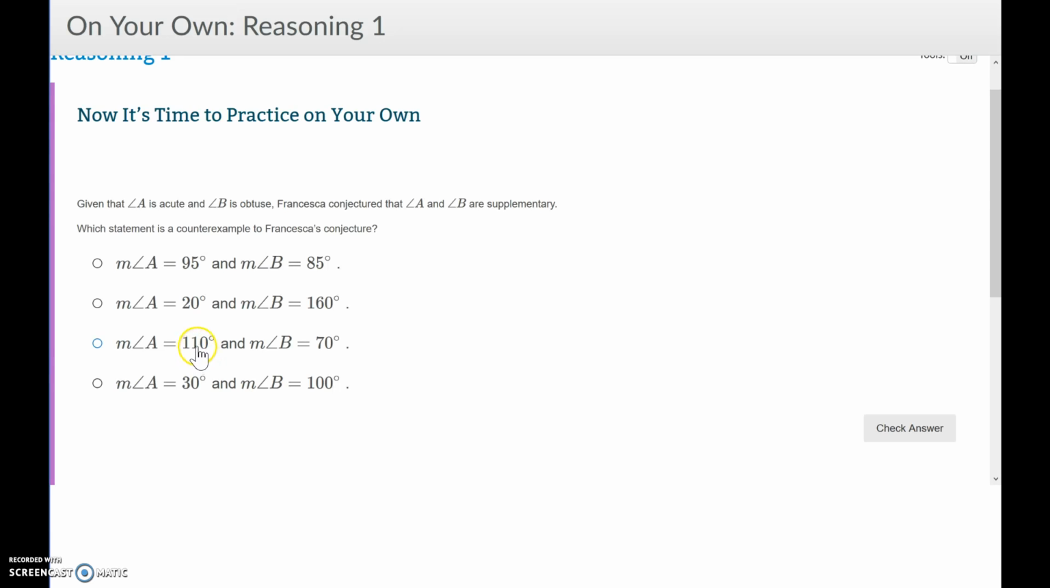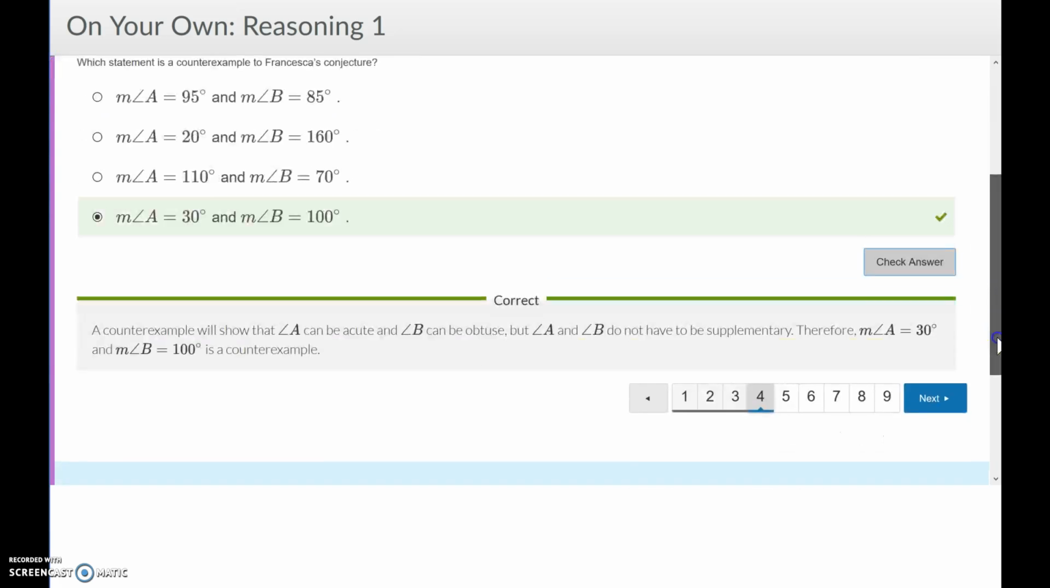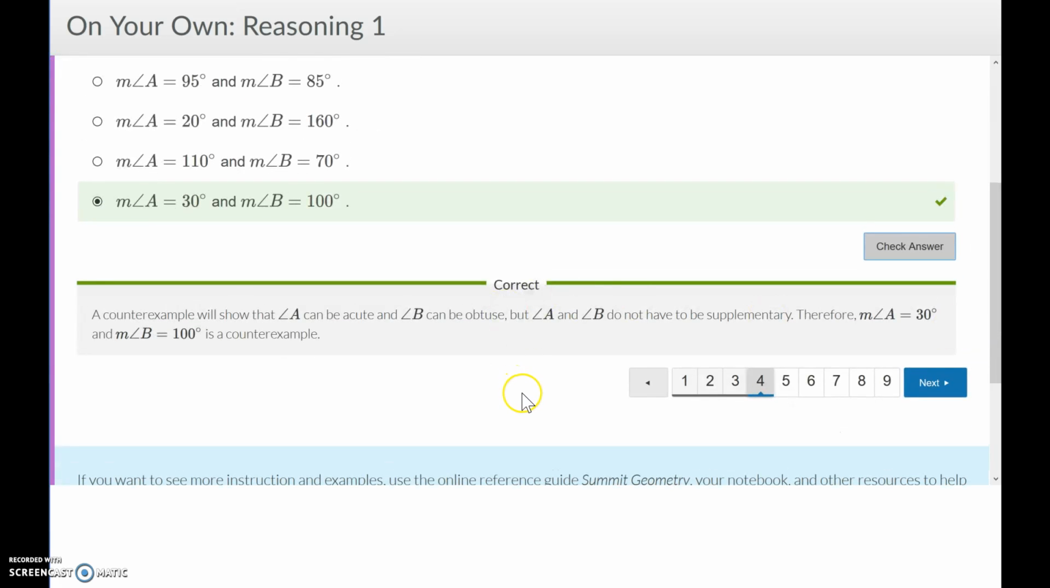110 is not acute, so that can't be it. But 30 is acute, and 30 plus 100 is only 130. That is not supplementary. So that disproves her conjecture. Counterexamples, got it.